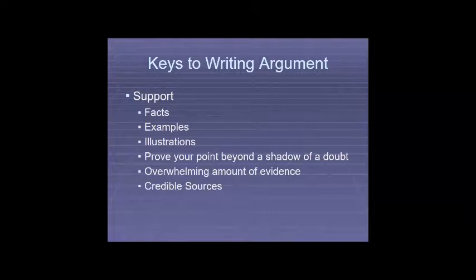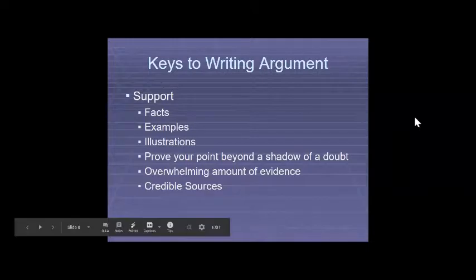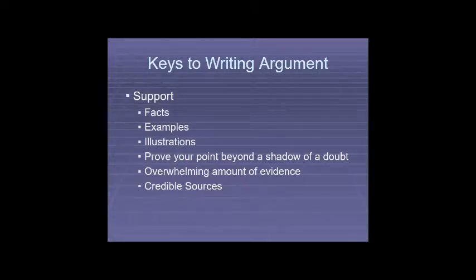You have to provide just more information than what you need for a person to buy into it. You just want to make sure. Now, obviously, at some point it's overkill, but you need to give people more than they need to buy into something. And you're going to do that by providing lots and lots of credible source material. When we look at source material, the information that you're going to use to prove your point, to provide support, we really can break it into three pieces: facts, examples, and illustrations.